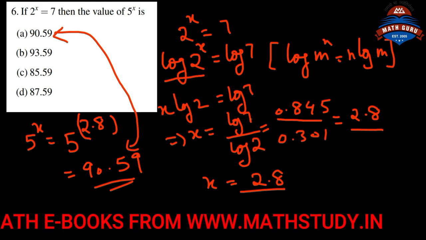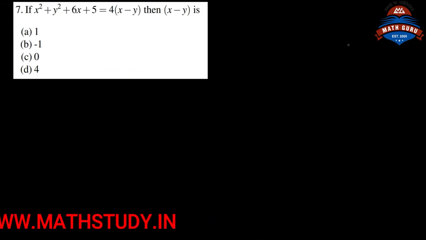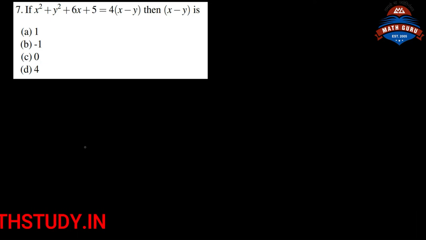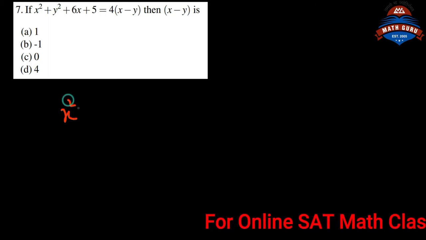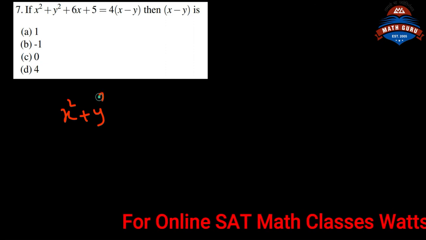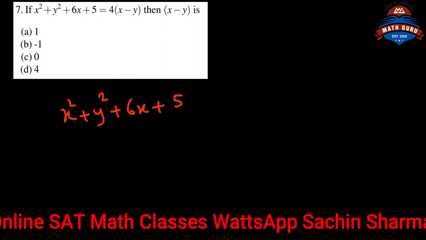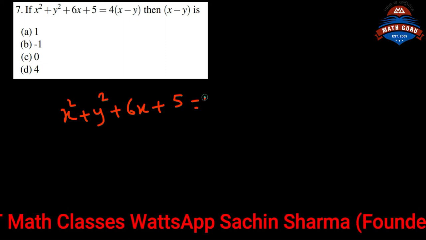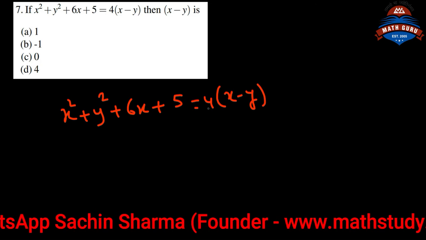So this is question number 6. Now let's move towards our question number 7. Students, this is our question number 7. Here we have x square plus y square plus 6x plus 5 equals to this, and sorry, we have to find the value of x minus y. The given condition we can write here: x square plus y square plus 6x plus 5 equals 4 into x minus y, right?